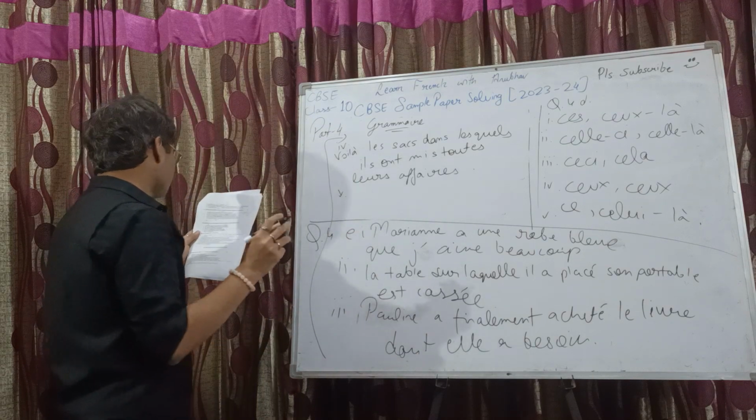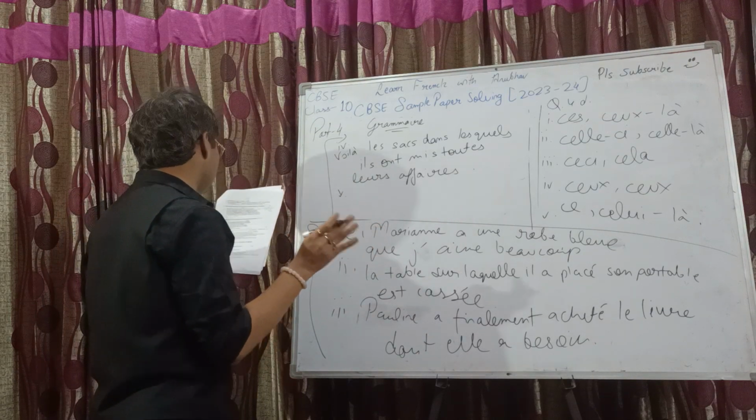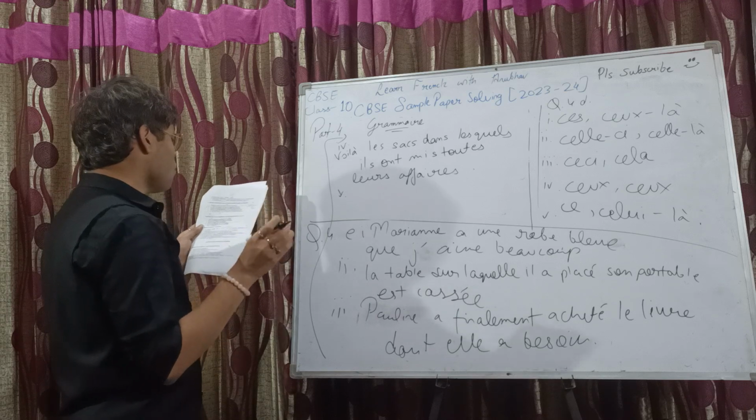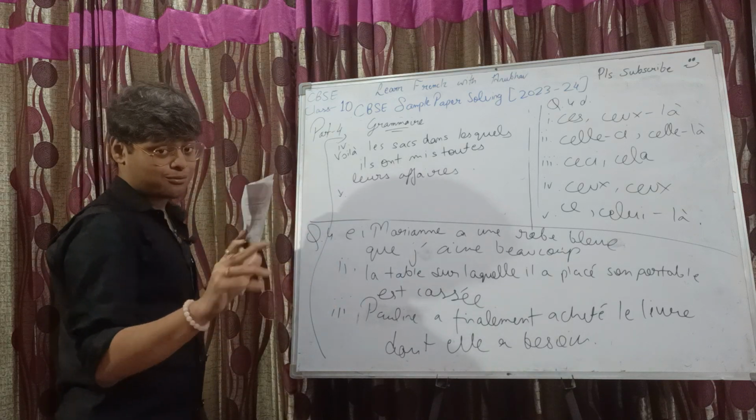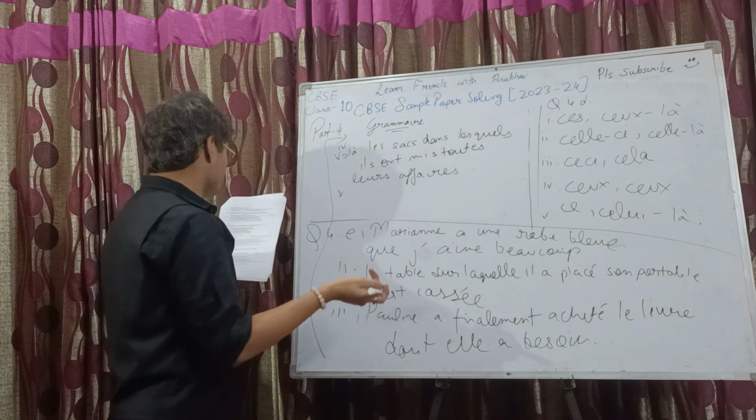Number five, we have je suis allé à Paris, j'y ai vu plusieurs monuments historiques. Complément of place, so we are using où.